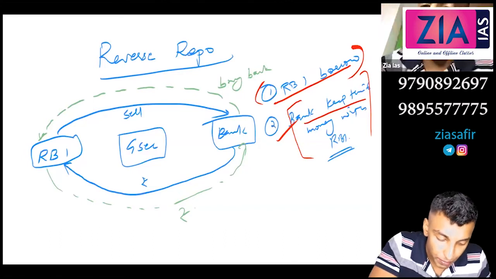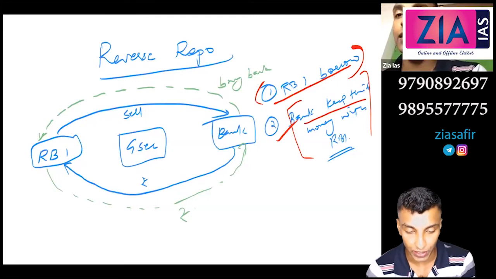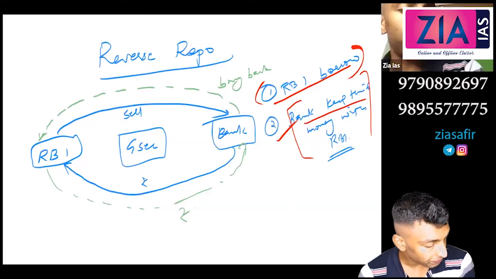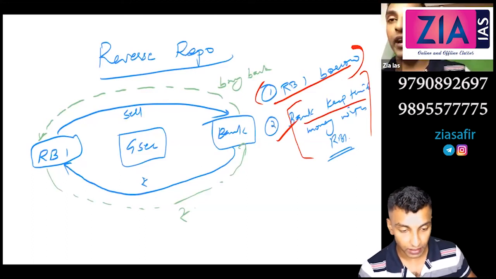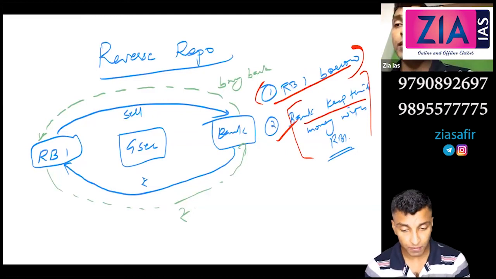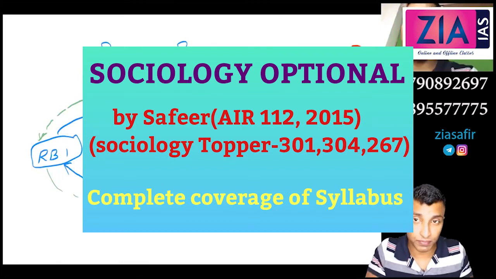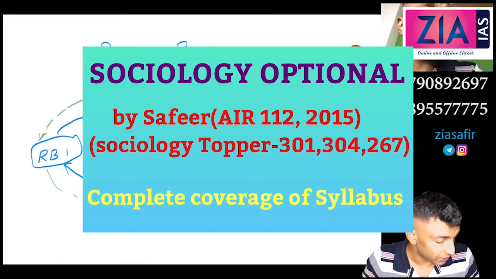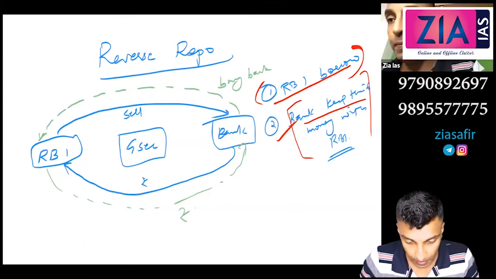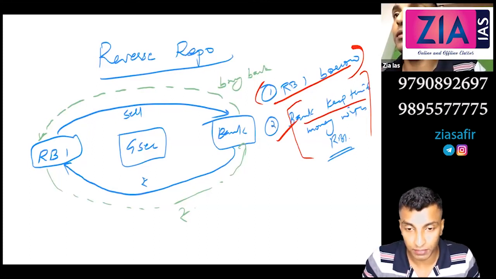The interest rate at which this transaction is happening is what is called the reverse repo rate. You can write one line over there, heading reverse repo rate. It is the rate of interest at which banks can keep funds with the central bank.